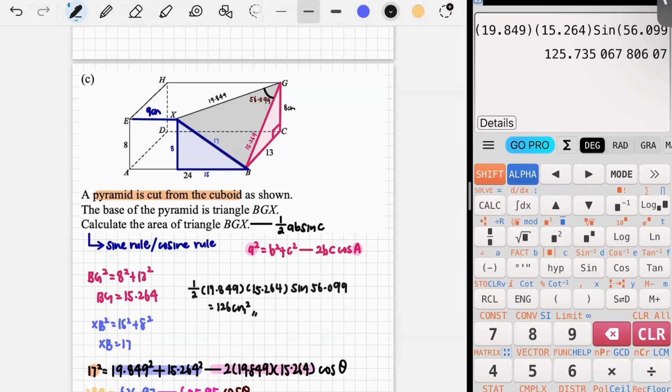So this question is very, very good because they test you everything that you need to know about your trigonometry already.